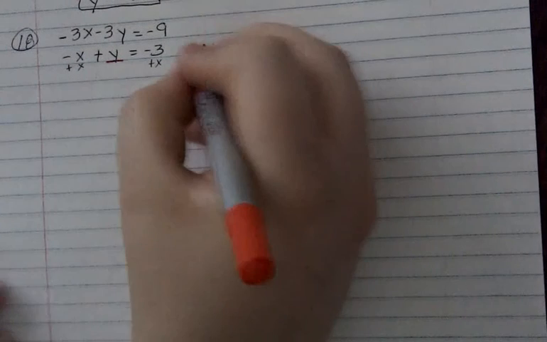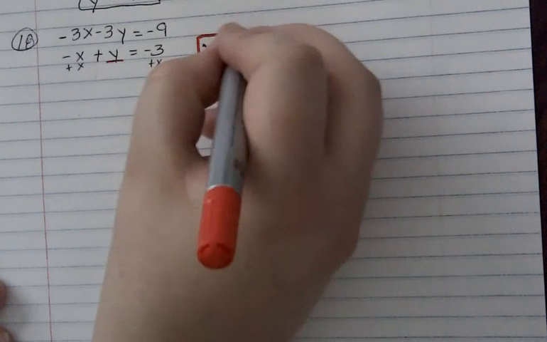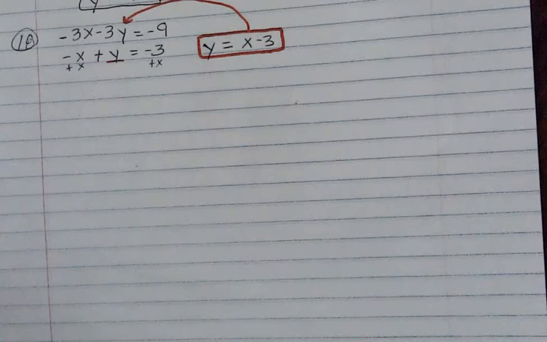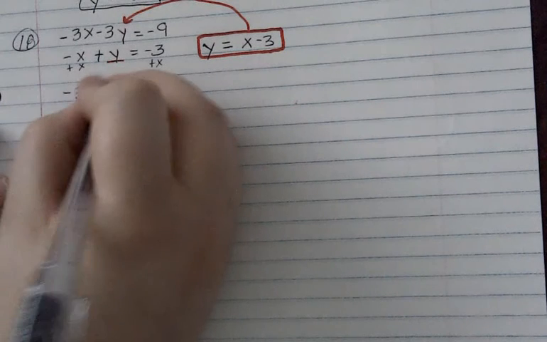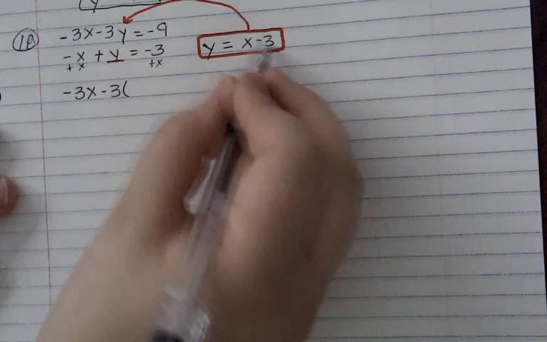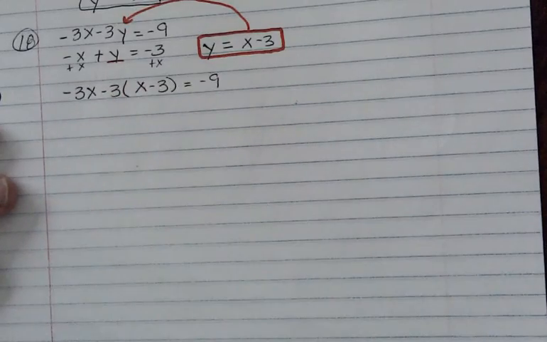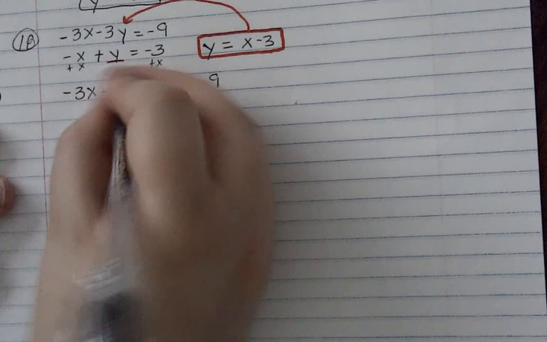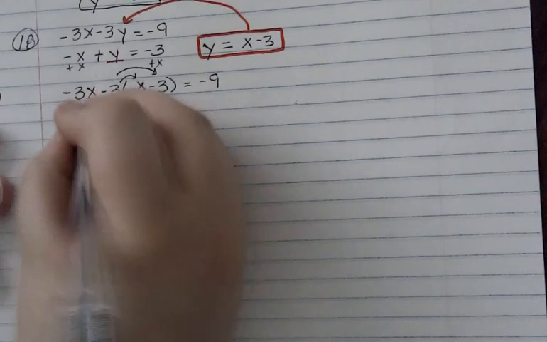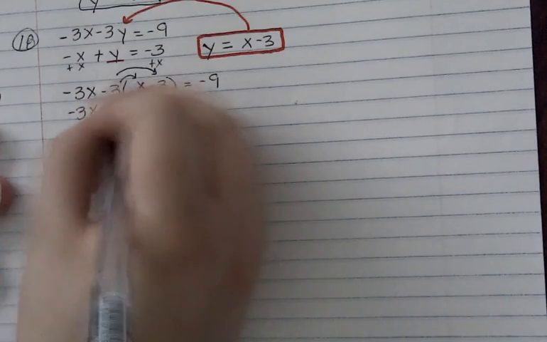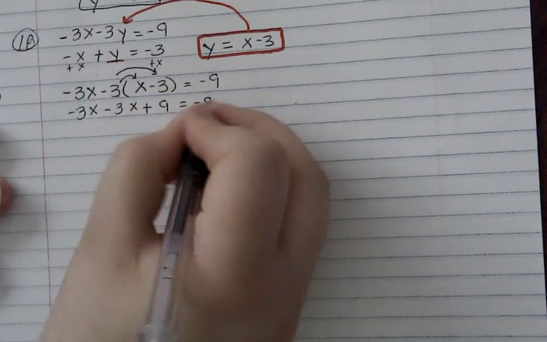So I'm going to plug x minus 3 in place of the y of my other equation. So that's negative 3x minus 3, and instead of writing y, I'm going to write x minus 3. I'm going to bring down my minus 9. So I'm going to distribute that negative 3 into both terms in my set of parentheses. So that's negative 3x. Negative 3 times x is negative 3x. Negative 3 times negative 3 is a positive 9. Bring down your negative 9.